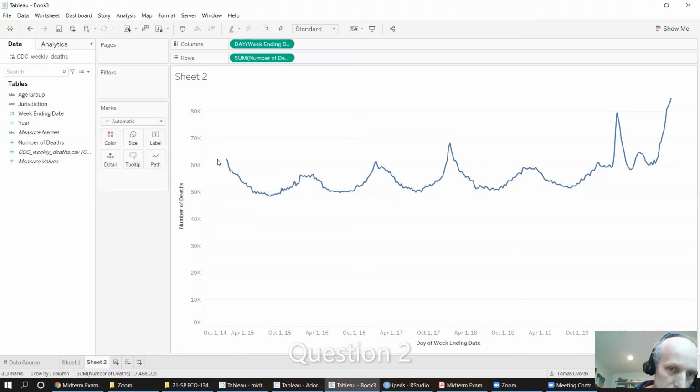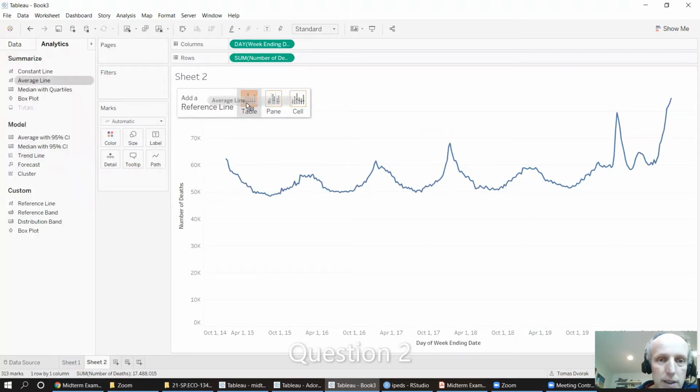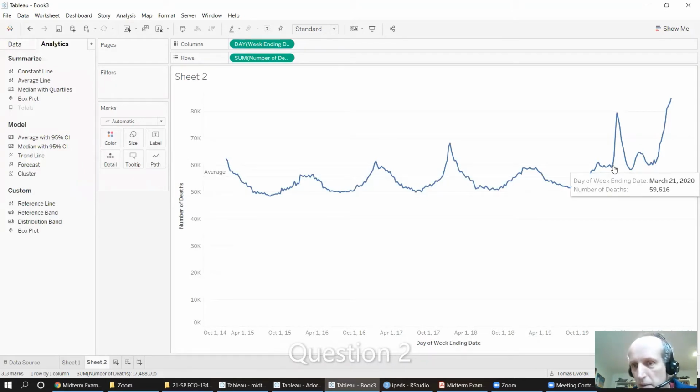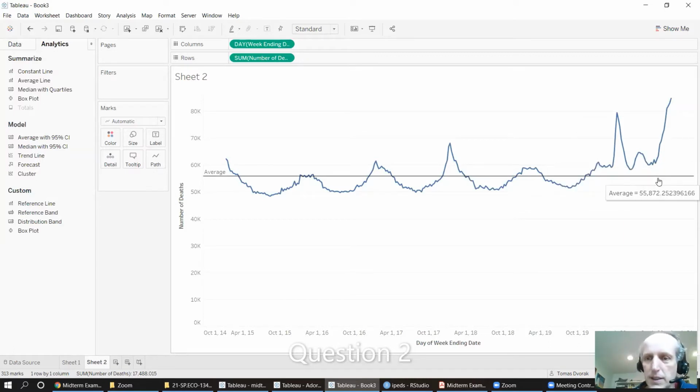We have about between 60 and 70,000 deaths every week. Fantastic. Let's add average line to the table. Yes, on average about 55,000 deaths. We clearly see a seasonal pattern. In winter months, deaths tend to be higher than in the summer months, and of course in March 2020, we see marked increase in the number of deaths due to the pandemic.